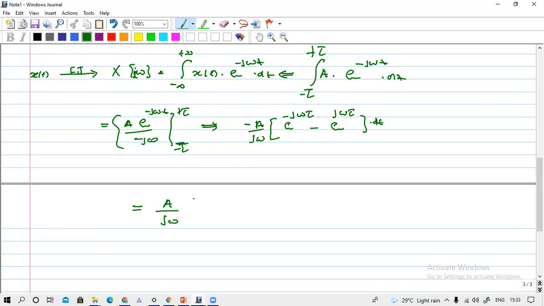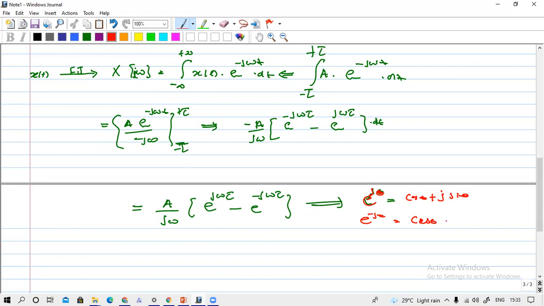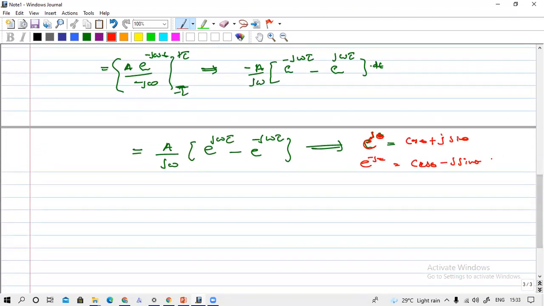So I will write A over j omega times e to the power j omega tau minus e to the power minus j omega tau. You know that, using the Euler formula, we can convert this to sine and cosine. e to the power j theta is equal to cos theta plus j sine theta, and e to the power minus j theta is equal to cos theta minus j sine theta. If you subtract the second from the first, you will have e to the j theta minus e to the minus j theta equals 2j sine theta. So for this one we can apply this.